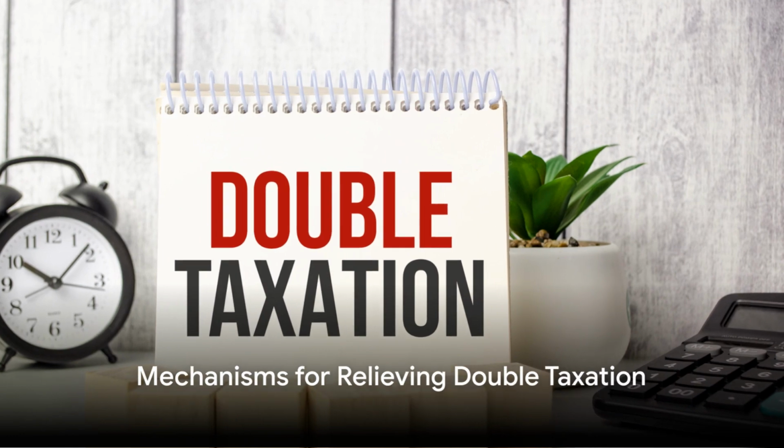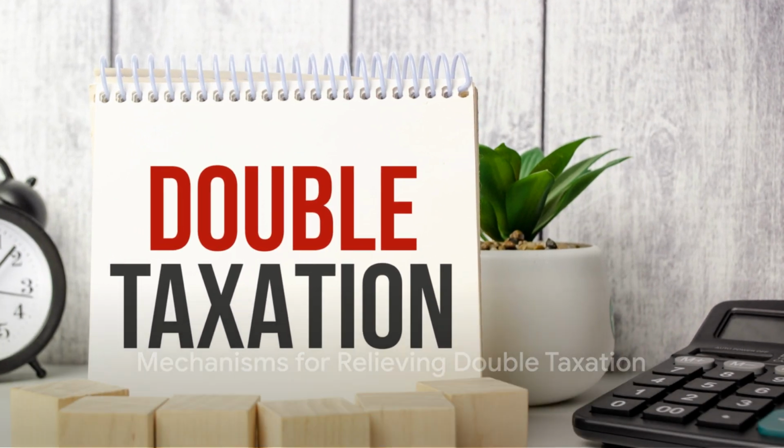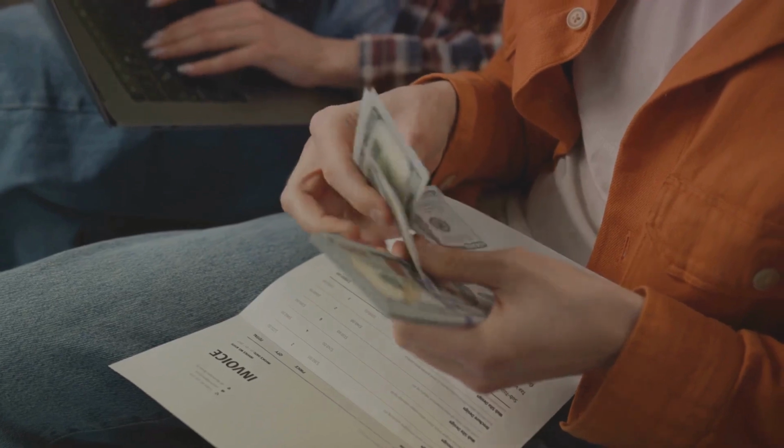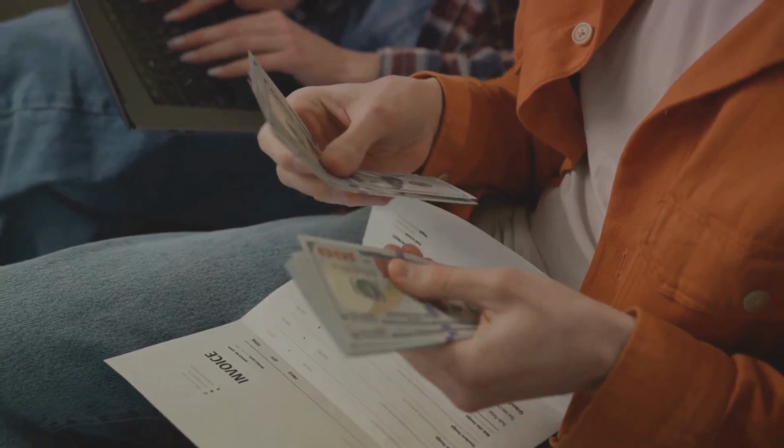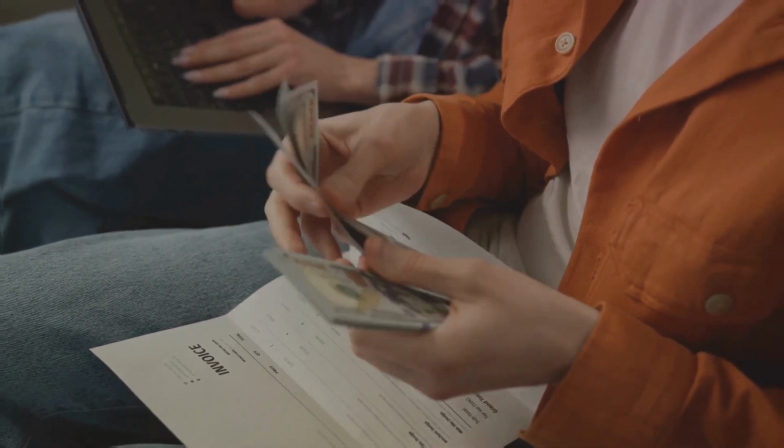Now, on to the mechanisms for relieving double taxation. Most DTAAs employ either the exemption method, where income is taxed only in the country of residence, or the credit method, where tax paid in one country is credited against the tax liability in the other.